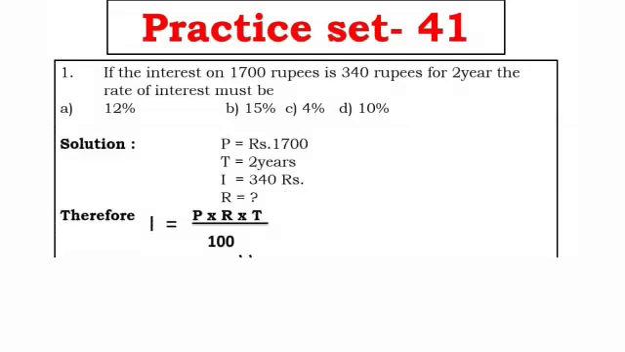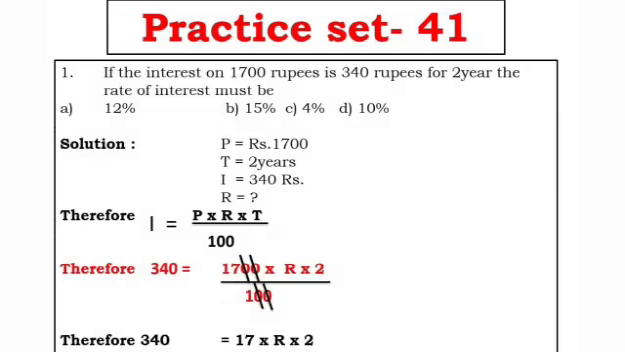Let's go for the first sum of practice set 41. In the first sum, they have given you the 4 options. From these 4 options, one of the options is right. So, you are going to choose the correct alternative, where they have said that if the interest on 1700 rupees is 340 rupees for 2 years, the rate of interest must be.